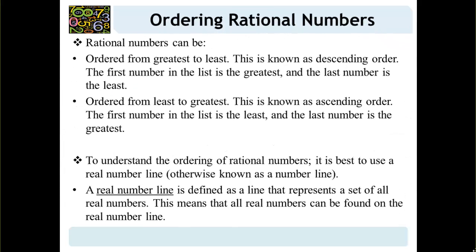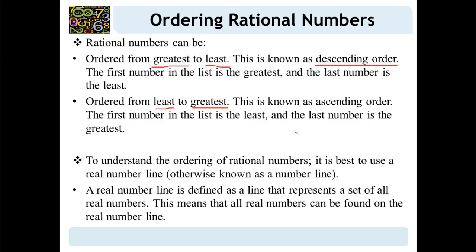The next one we shall look into is ordering rational numbers. Rational numbers, we can order them from the greatest to the least. If we order rational numbers from greatest to the least, we call it descending order, whereby the first number in the list is the greatest, and the last number is the smallest or the least.